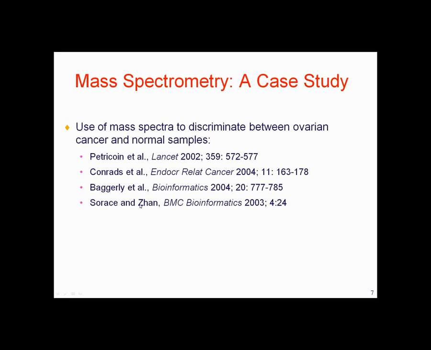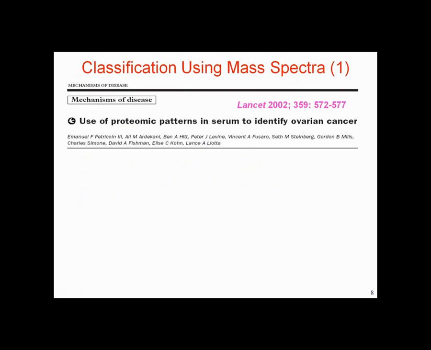And also, Soras and Jian looked at the data in more detail and commented upon the reliability of the results. Okay, so what was the message which was published in Lancet by Petricoin et al.?